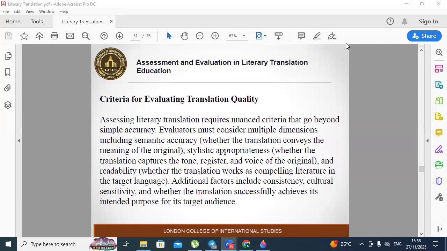Assessing literary translation requires nuanced criteria that go beyond simple accuracy. Evaluators must consider multiple dimensions, including semantic accuracy, whether the translation conveys the meaning of the original, stylistic appropriateness, whether the translation captures the tone, register, and the voice of the original, and the readability, whether the translation works as a compelling literature in the target language. Additional factors include consistency, cultural sensitivity, and whether translation successfully achieves its intended purpose for its target audience.